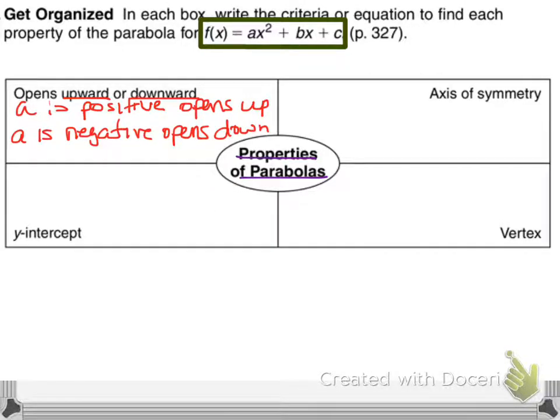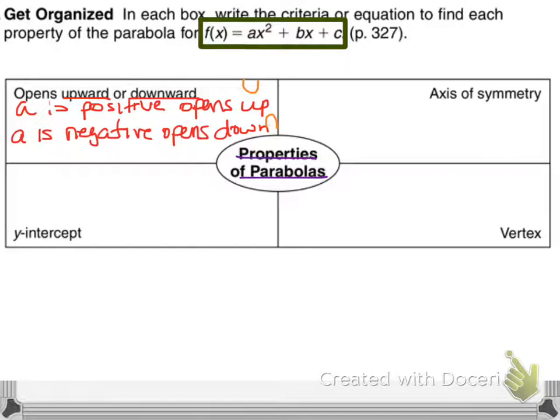Okay. And you should remember from Algebra 1, you sometimes referred to these as opening up. In this case, opening up, they were smiling, so they were happy. And here, if they were opening down, they were sad or frowning. All right, let's move on to our axis of symmetry.